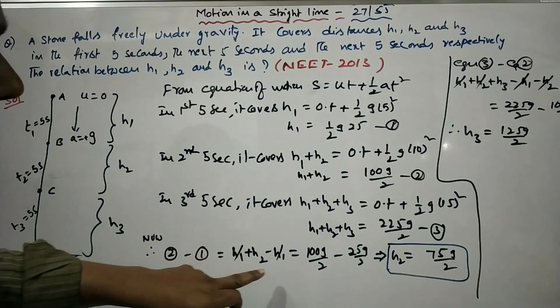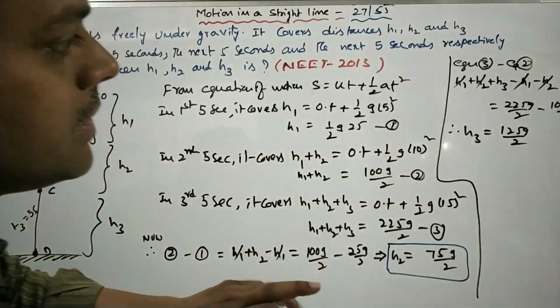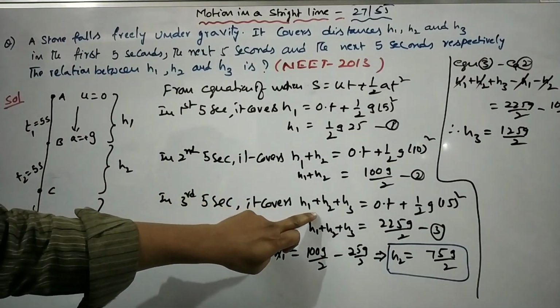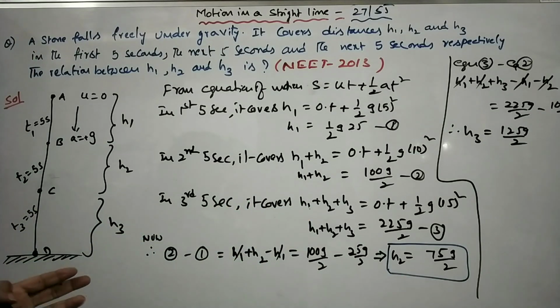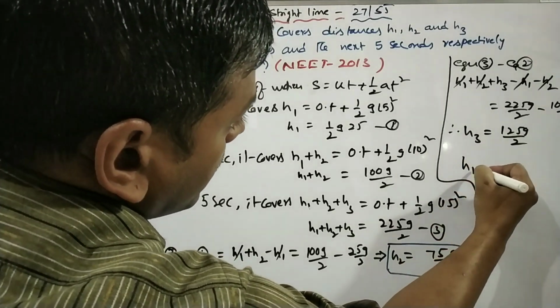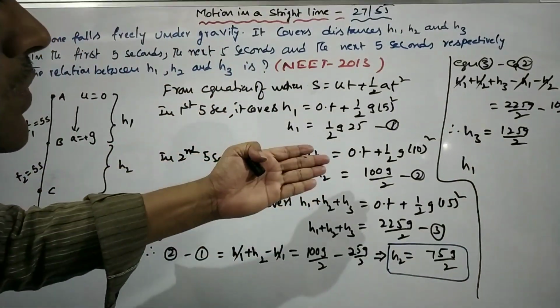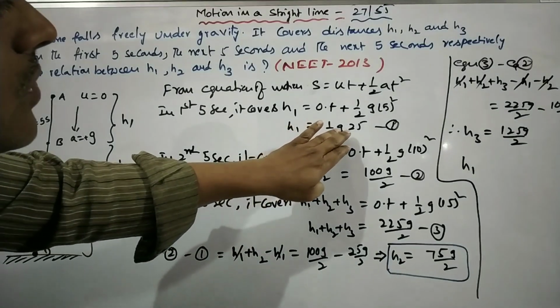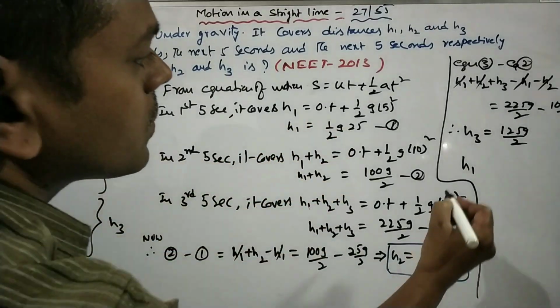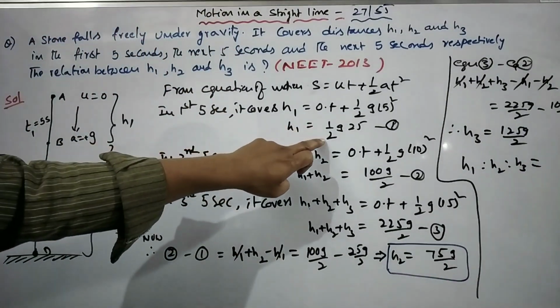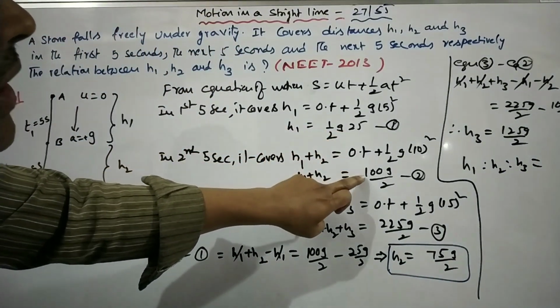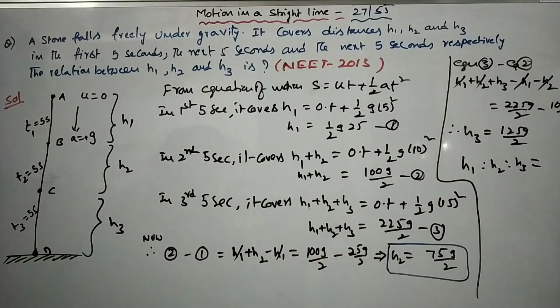Now you already got H2 and H3. Actually, for H1 we do not need to do anything. Why? Because H1 is equal to 25 g by 2. So H1 to H2 to H3 is equal to 25 g by 2, 75 g by 2, 125 g by 2.